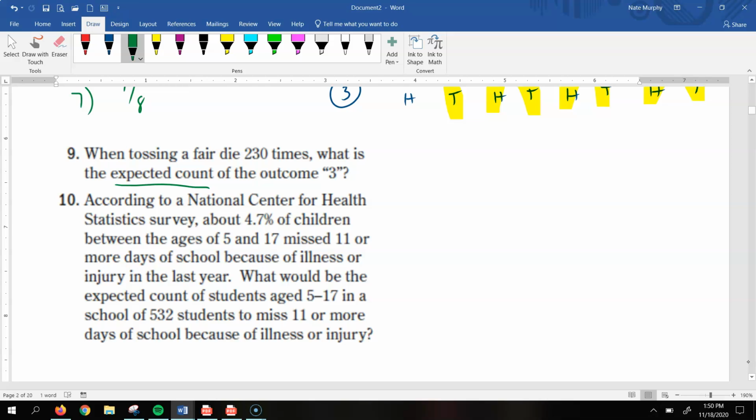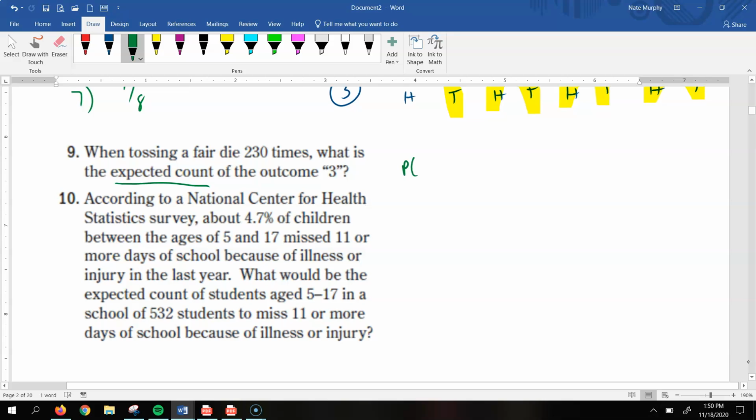Now when we roll a dice just one time, a fair dice, the probability of getting a 3 on just one dice would be 1 out of 6. Okay, so every time we roll a dice, we have a 1 in 6 chance of getting a 3. Well, if we're going to roll a dice 230 times, to figure out how many times you'd expect to get a 3 in those 230 tosses, we just take 1/6 of 230.